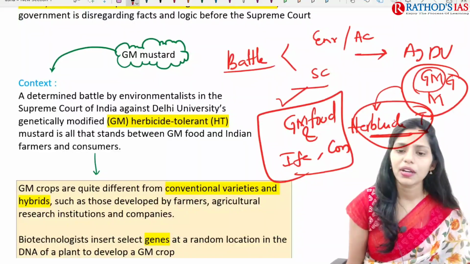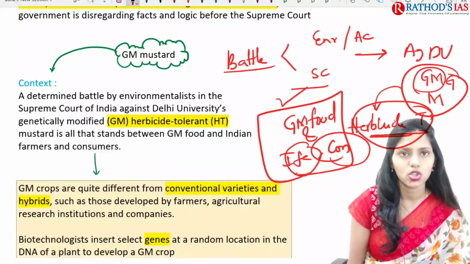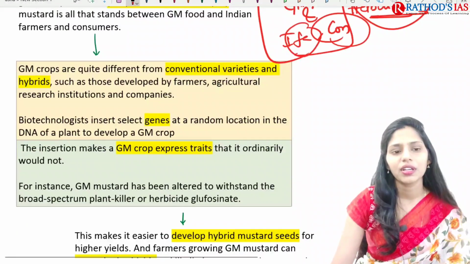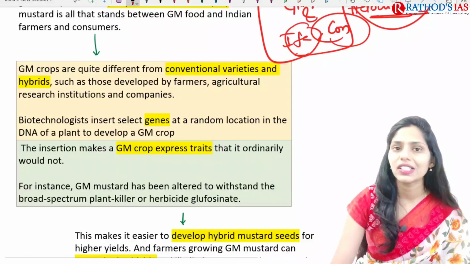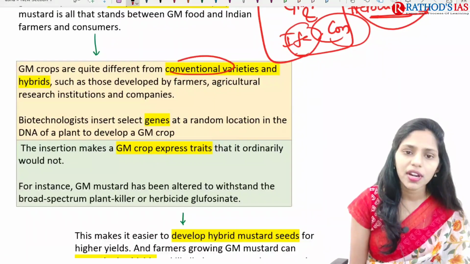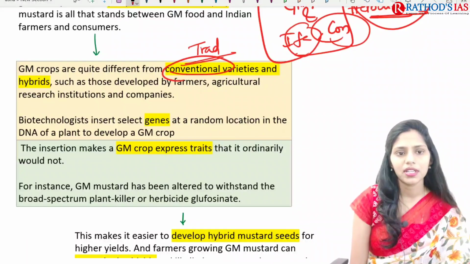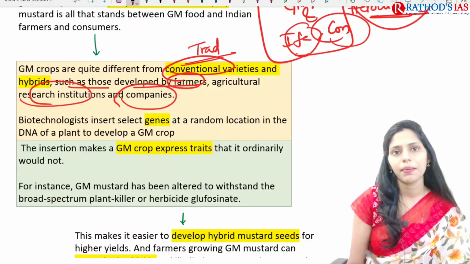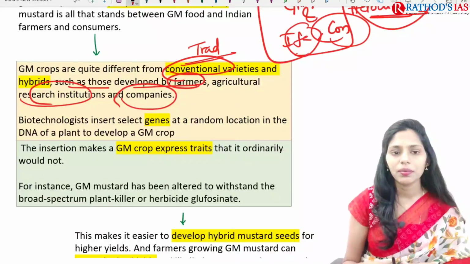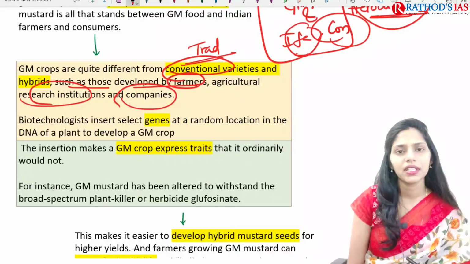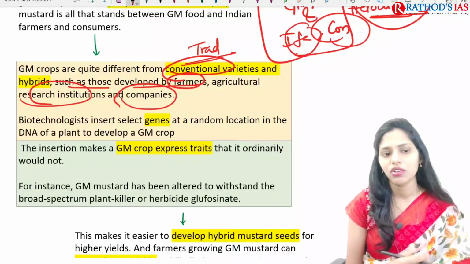So what is the impact on Indian farmers as well as consumers? We're talking about these genetically modified crops. They are quite different from the traditional varieties. These traditional varieties are also called conventional varieties and hybrids, such as those developed by farmers, agricultural research institutions as well as companies. So these crops are developed by agricultural research institutes and companies, and they are grown by farmers.